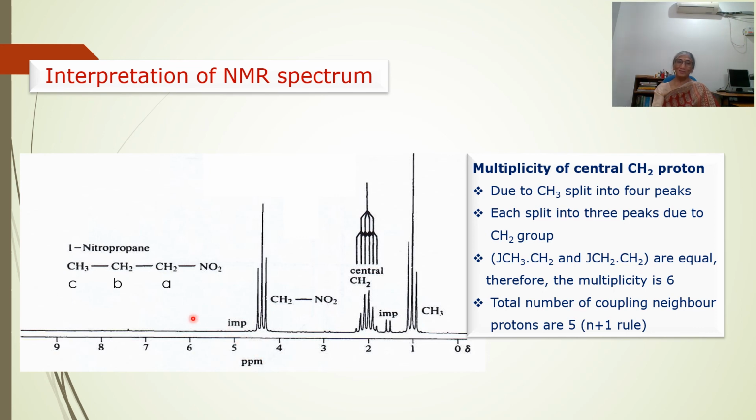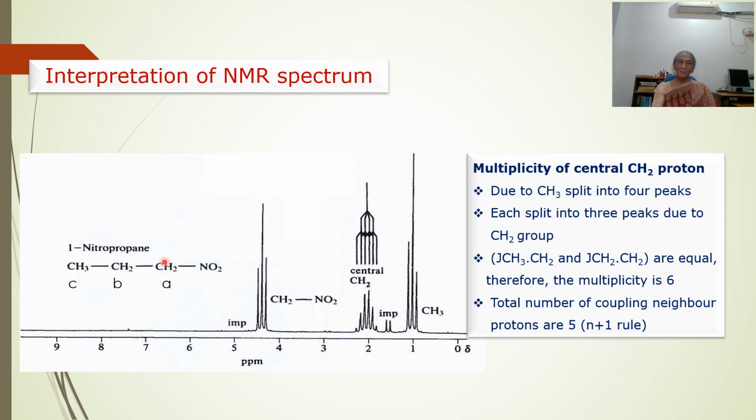Now look at the splitting pattern. The signal from the methyl protons is a triplet because of the presence of the neighboring 2 methylene protons. So a triplet is seen. The intensity of the peak is 1:2:1. But look here, the inner peak is slightly longer than the outer peak.